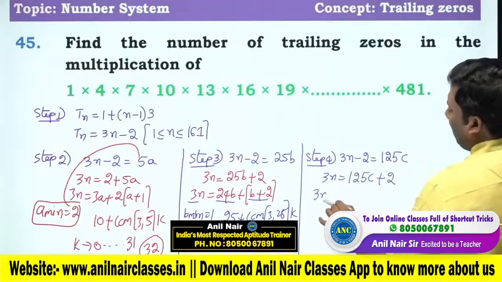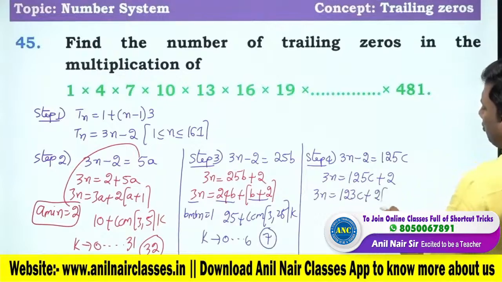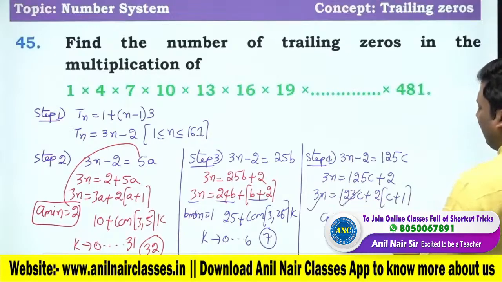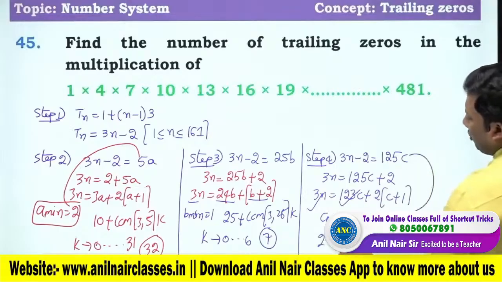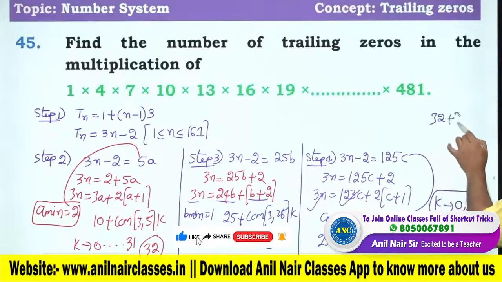So this will be equivalent to 123c plus 2 into c plus 1. Divisible by 3, divisible by 3. C minimum will be 2. If it is 2, here it will be 250 plus LCM of 3, 125 into k. So k value can be 0, k value can be 1, k value 2, 375, 2s are 750. 2 values. So 32 plus 7 plus 2.